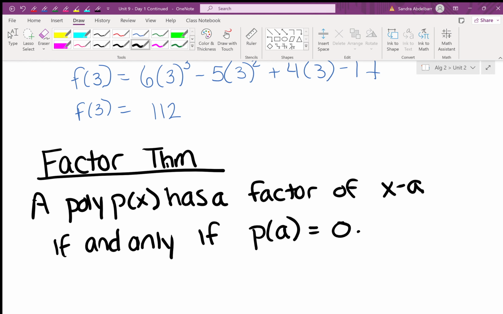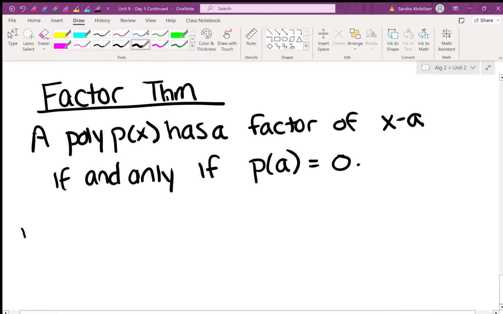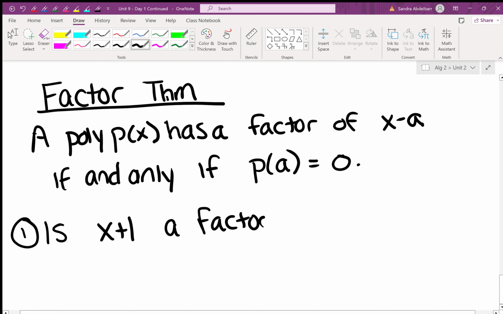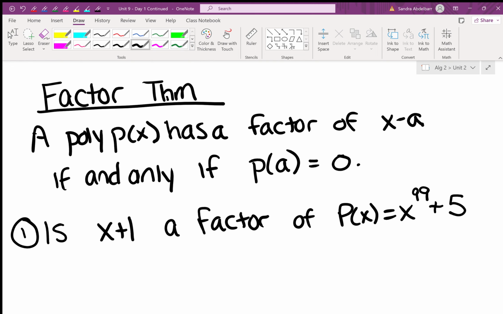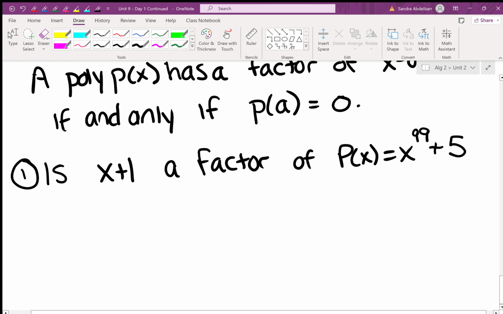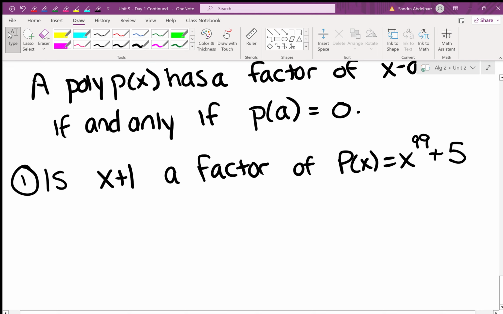So when would it be easier not to use synthetic division? I will show you. Let's say I asked you, is x plus 1 a factor of p of x equals x to the 99th power plus 5? Okay, so right now, I need you to show work, right? One way we can do work is use synthetic division, right? If we use the synthetic division, we would take the dividend, x to the 99th power, and divide it by the divisor, x plus 1.